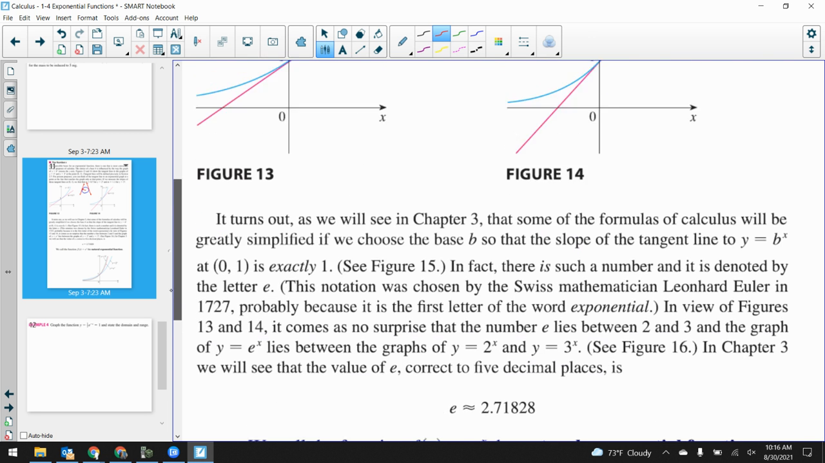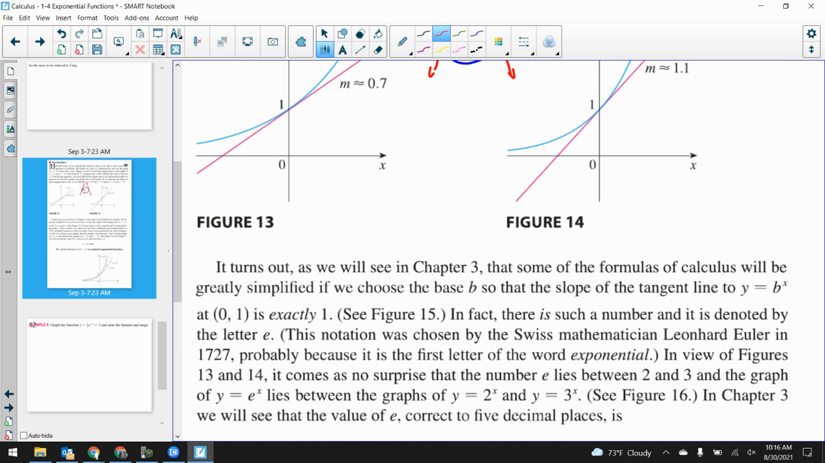Scrolling down here. It turns out, as we will see in chapter 3, that some of the formulas of calculus will be greatly simplified if we choose the base b so that the slope of the tangent line, if y equals b to the x, is exactly 1. Has to be exactly 1. In fact, there is such a number, and it's denoted by the letter e. This notation was chosen by the Swiss mathematician Leonhard Euler, E-U-L-E-R, in 1727, probably because it's the first letter of the word exponential.